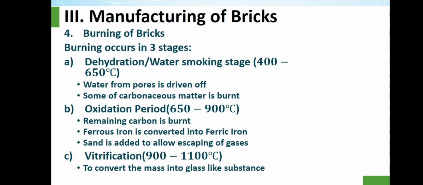B. Oxidation period, 650 to 900 degrees Celsius. Remaining carbon is burned. Ferrous iron is converted into ferric iron. Sand is added to allow escaping of gases. C. Vitrification, 900 to 1100 degrees Celsius, to convert the mass into a glass-like substance.